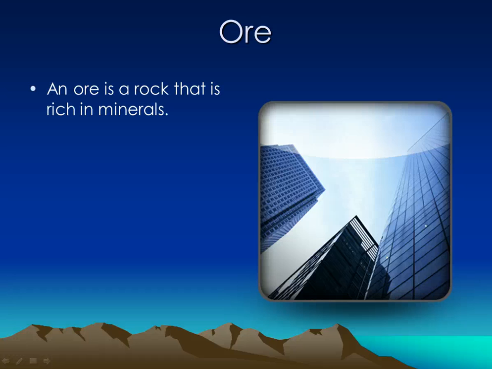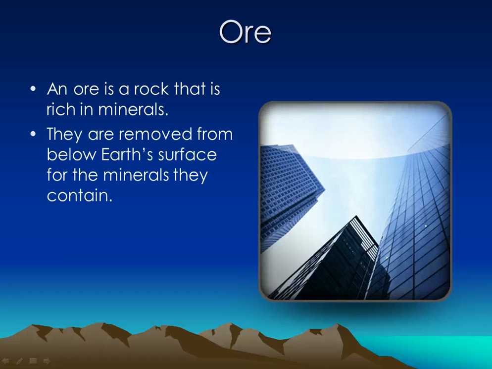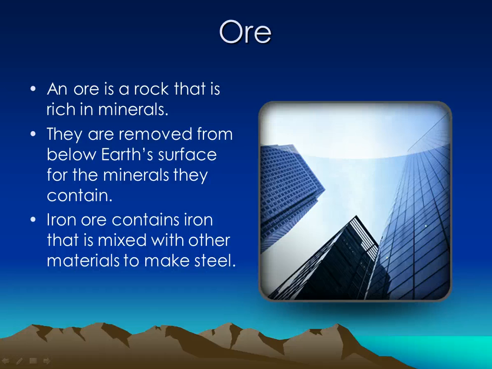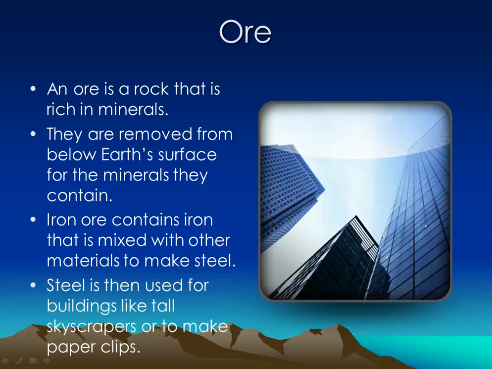Ore. An ore is a rock that is rich in minerals. So any rock that has lots of minerals is an ore. They are removed from below Earth's surface for the minerals that they contain. Iron ore contains iron that is mixed with other materials to make steel. Steel is then used for building tall skyscrapers or to make paper clips. So iron ore is a very important mineral that we take out of the earth because we use it for steel, and we use steel for a lot of things. Our school building is built in part by steel.